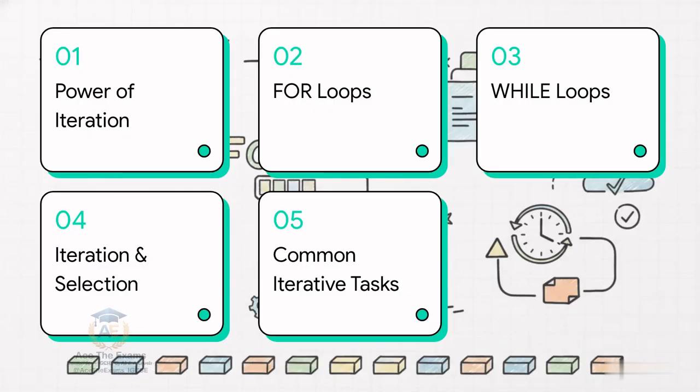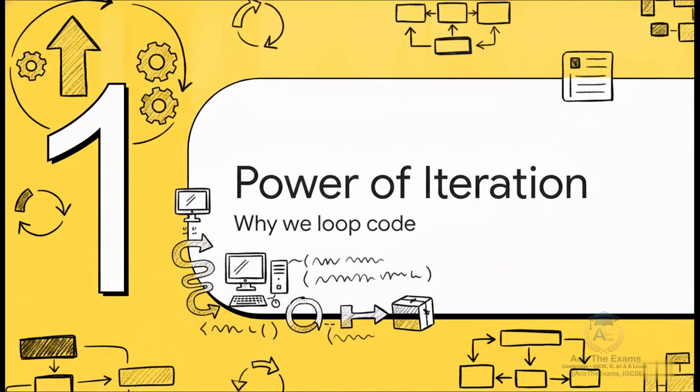Okay, here is our roadmap for today. First, we'll look at the pure power of iteration. Then, we'll break down count-controlled for loops, followed by condition-controlled while loops. After that, things get really interesting when we combine iteration with selection, and finally, we'll wrap up with the 5 common iterative tasks you absolutely need to know. All right, let's kick things off with Section 1, the power of iteration.